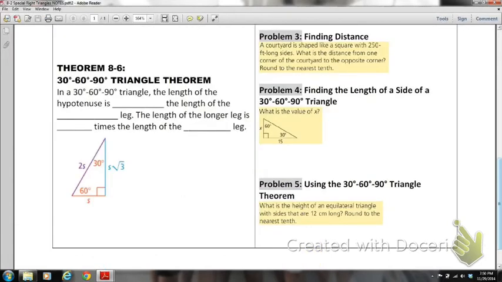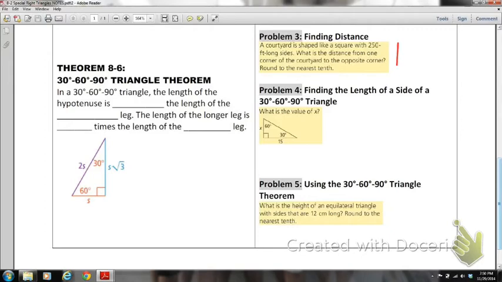In this problem, we're finding a specific distance in a courtyard. A courtyard is shaped like a square with 250-foot long sides. What is the distance from one corner of the courtyard to the opposite corner? Round it to the nearest tenth.